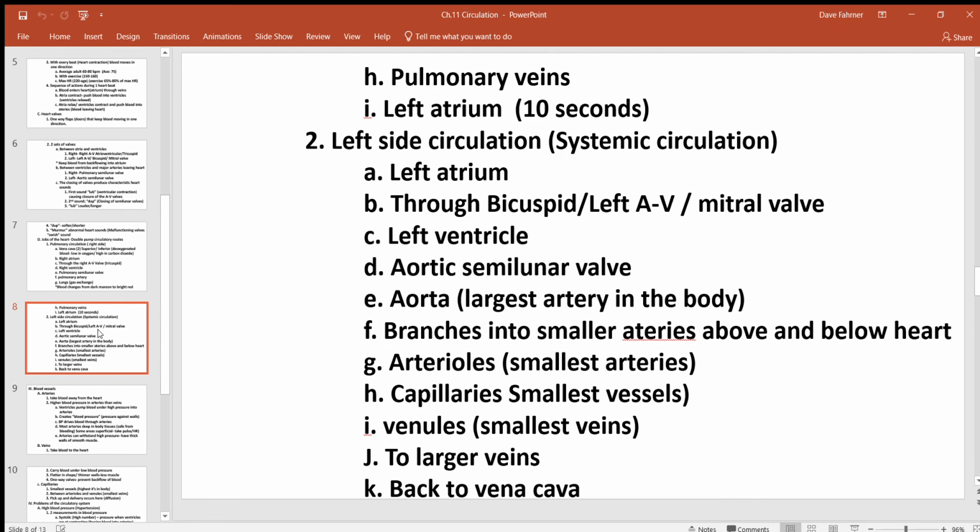So what I'd like you to know is the circulatory route that I've just given you here. So make sure that you know all the steps and all the anatomy involved in the one-way movement of blood through the human heart.